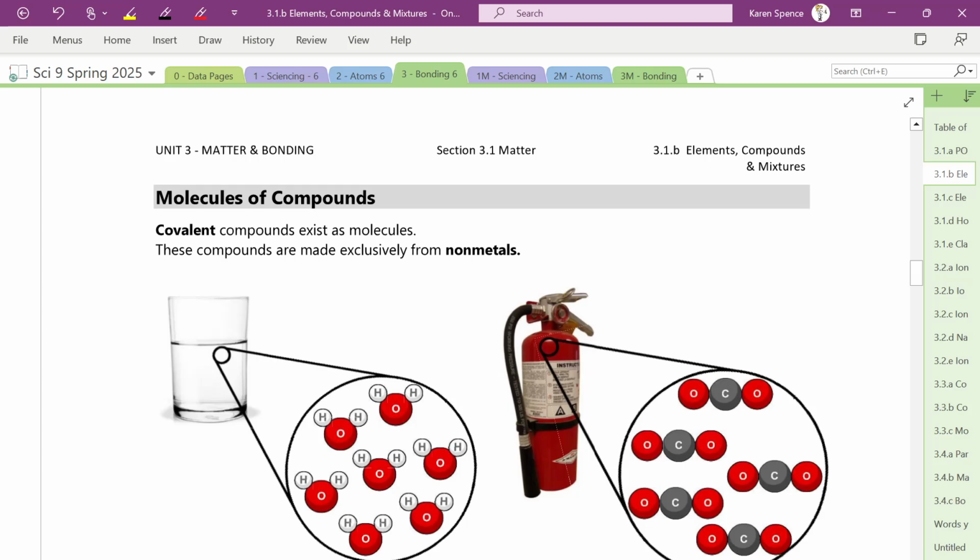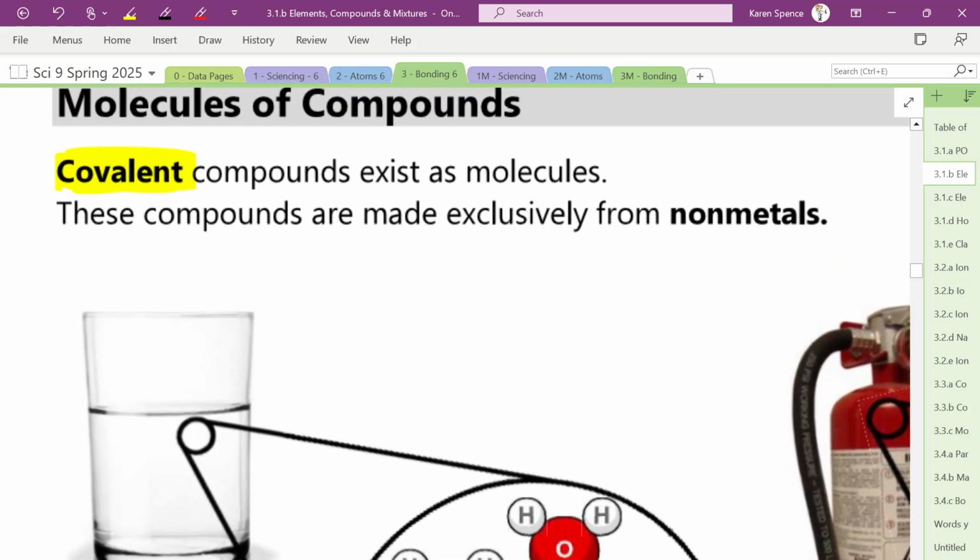Now, these particular compounds are called covalent compounds. In covalent compounds, the atoms share their electrons.